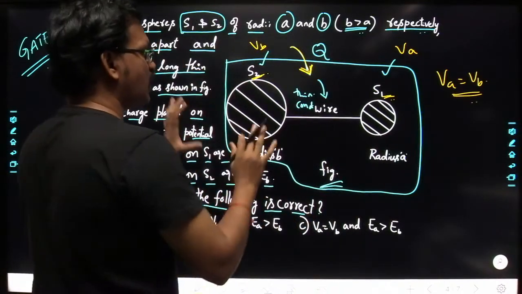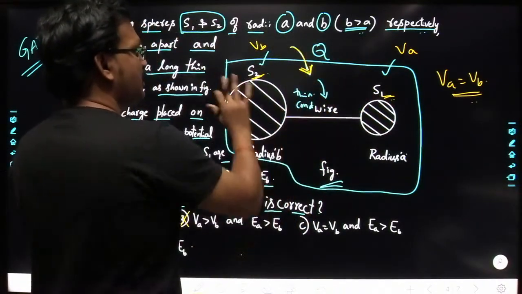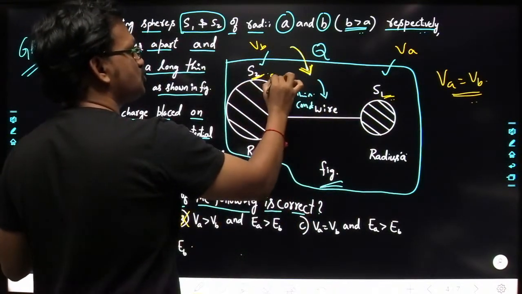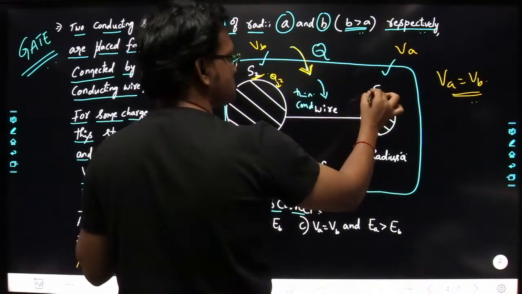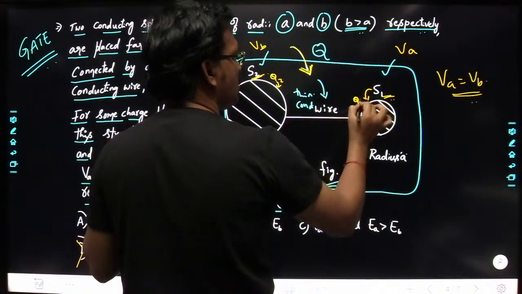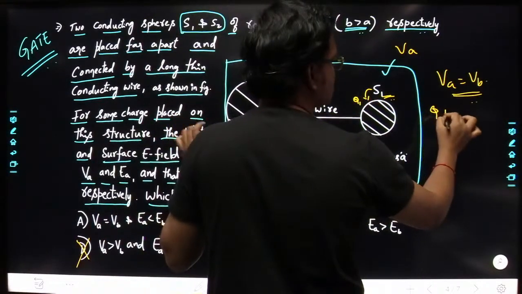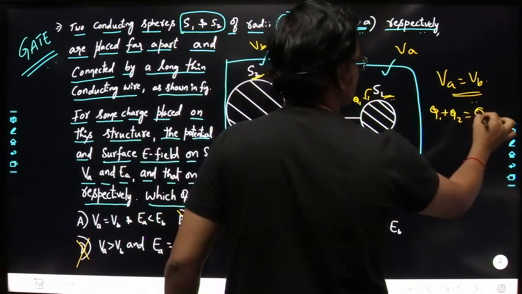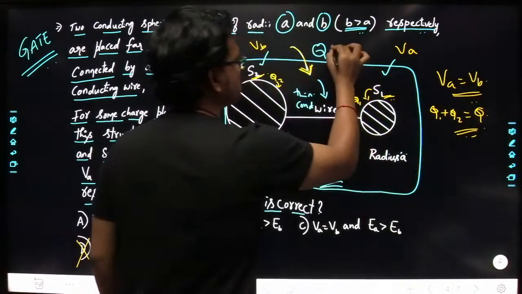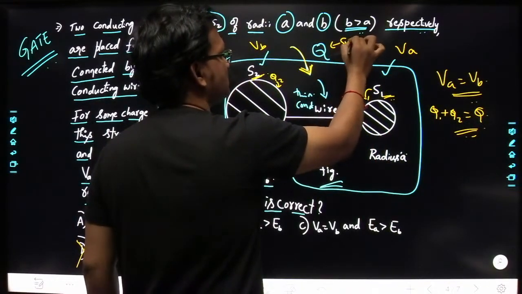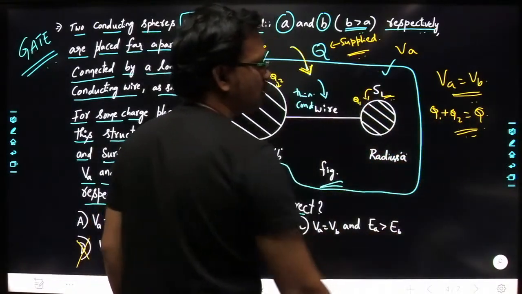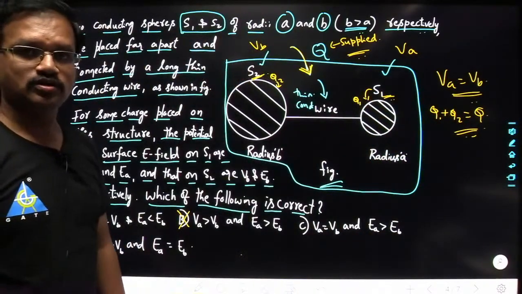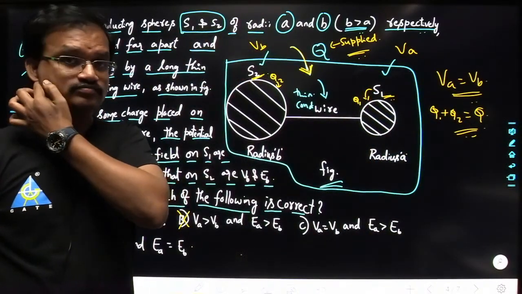Let us assume once the charge distribution has been done, the charge on S2 is Q2 and the charge distributed on S1 is Q1. So Q1 plus Q2 must be equal to the supplied charge Q. This is the supplied charge. Understood? So this is what we can confirm.